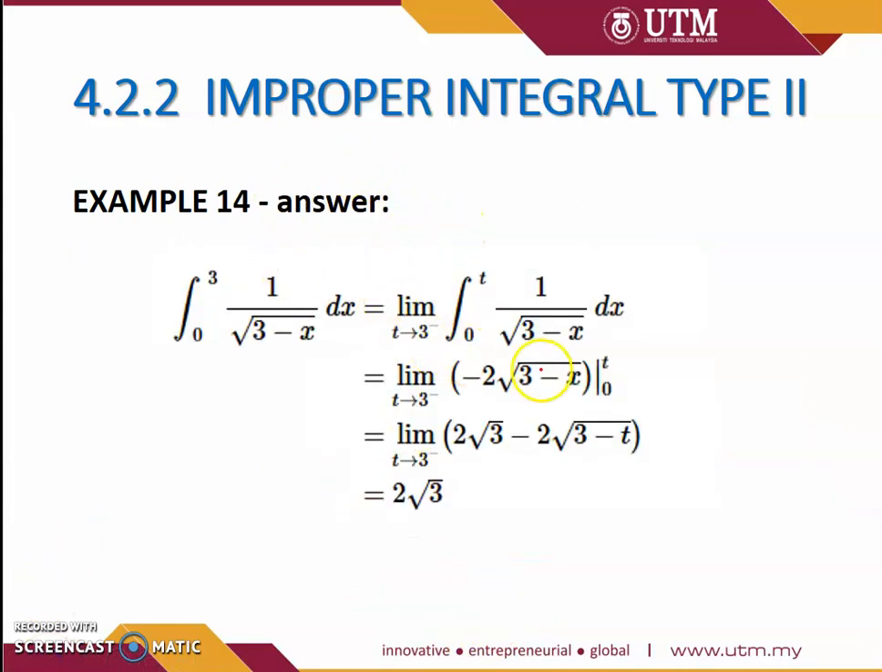Okay, so now this is the answer. So we transform this 3 into t. What is t? t is the limit as t tends to 3 negative. From this one to this one, we just need to integrate. Integrate as usual, and we will obtain negative 2 square root of 3 minus x.